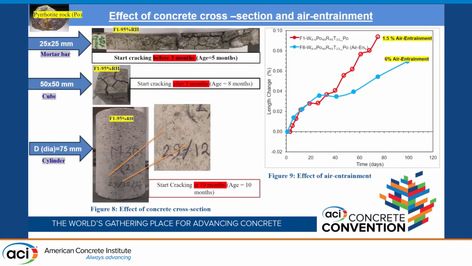Effect of concrete cross section. Here three specimens, mortar bar, cube and cylinder, were cast with the same ingredients, but their cross sections were different. A mortar bar having the lowest cross section of 25 by 25 millimeter showed the fastest cracking, before 3 months. On the other hand, the cylinder specimen having the highest cross section of 75 millimeter showed delayed cracking at 10 months.